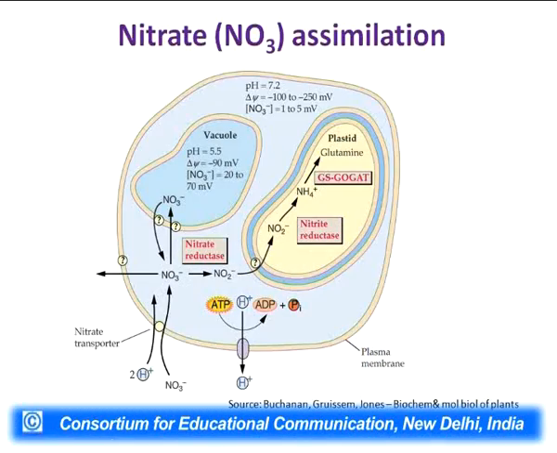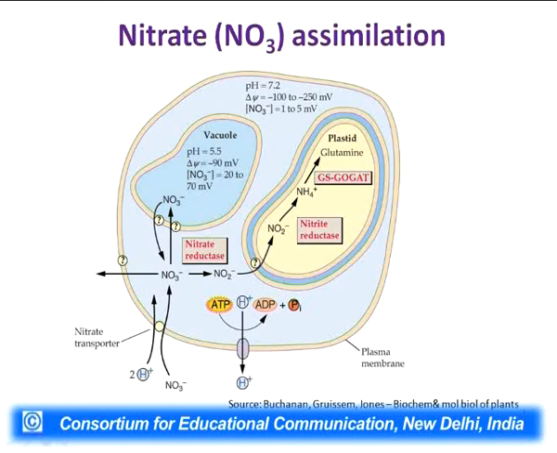Now, I told you that plants can absorb two different forms of nitrogen. One is ammonia, the other form by which plants assimilate nitrogen is nitrate. Nitrate is quite abundantly present in the soil, and if not, like in agricultural land, the farmers apply large amounts of nitrate fertilizers. So, nitrate is another source through which plants absorb nitrogen.